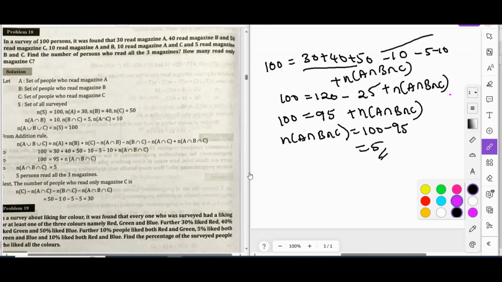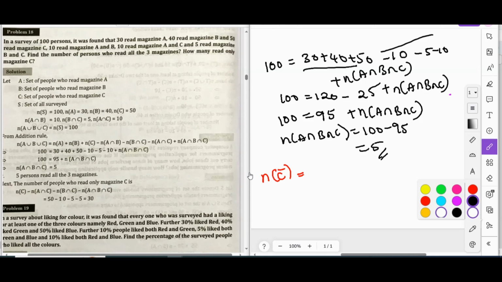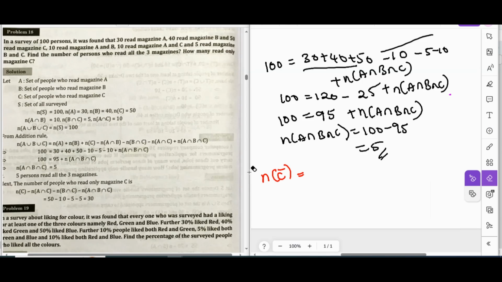So how to write only magazine C? We can write magazine C as C bar. What will that be? That will be all the values which are having a C function, which will be considered here in the formula. For example, I'll just show you, one second. So how to find it if they give you only a 3 set.